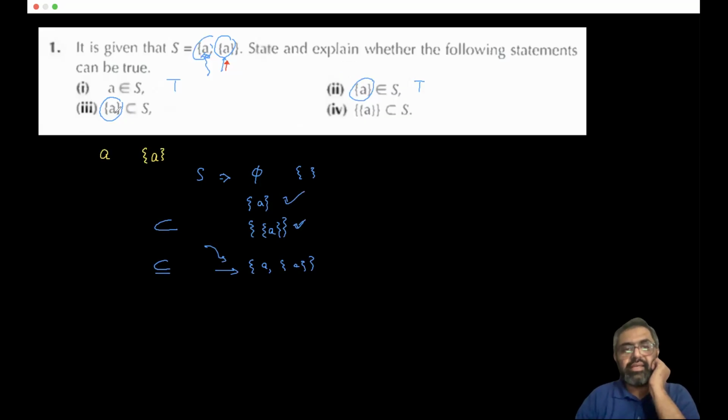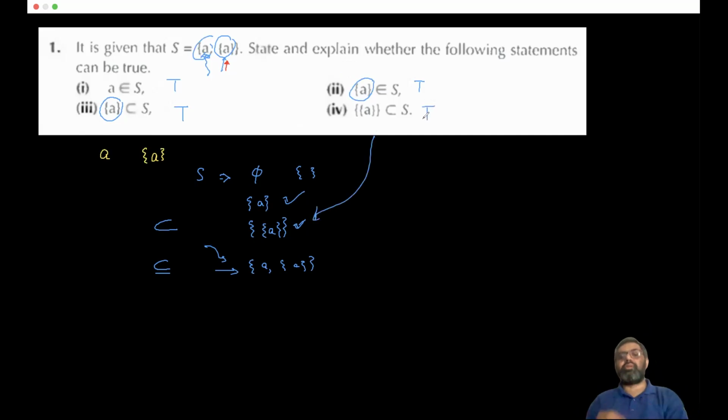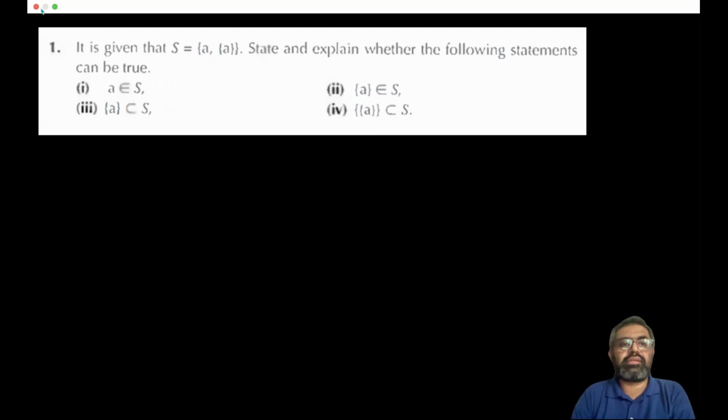So set {A} is a subset of S, that's true. And a set whose element is another set {A} is also a subset of S. So it is this case, so this is also true. So all these four statements are true. So this was question one, quite easy. Let's go to question number two.